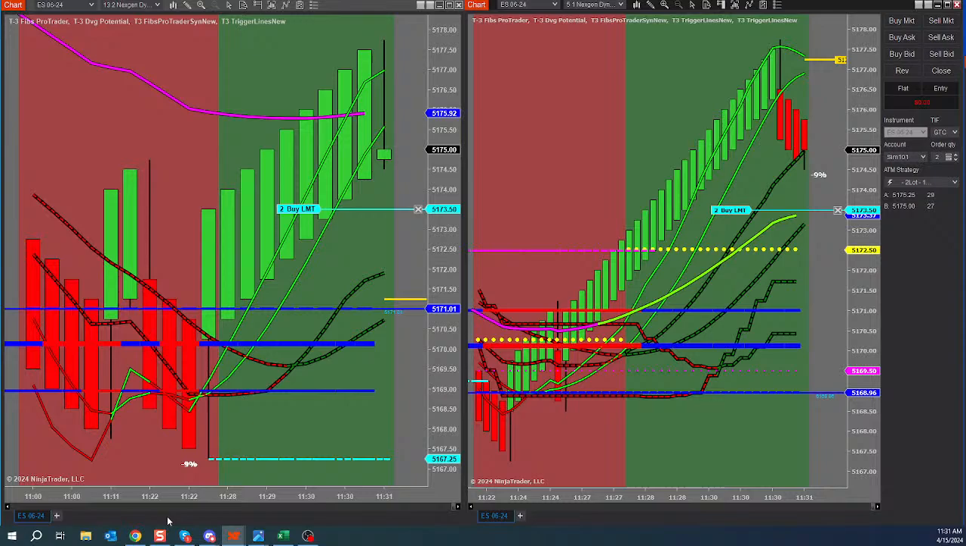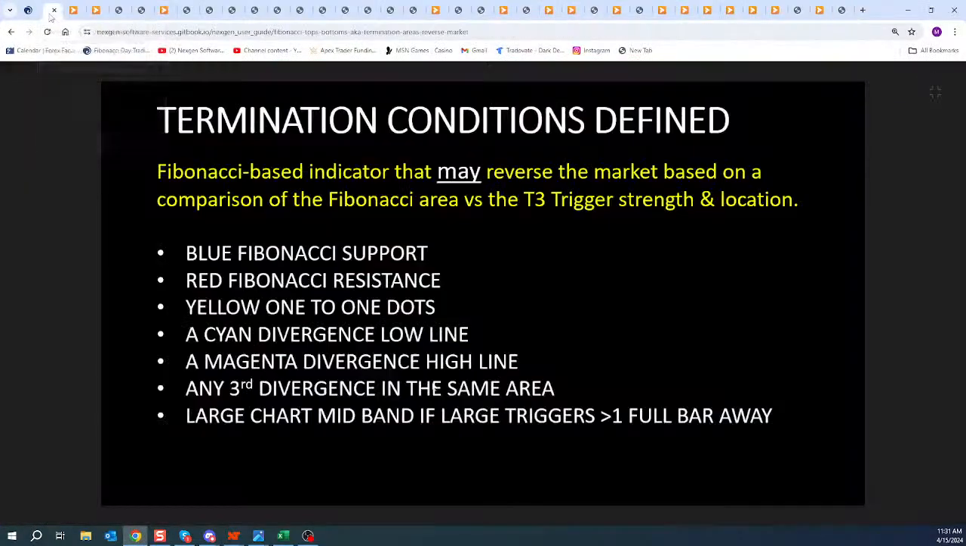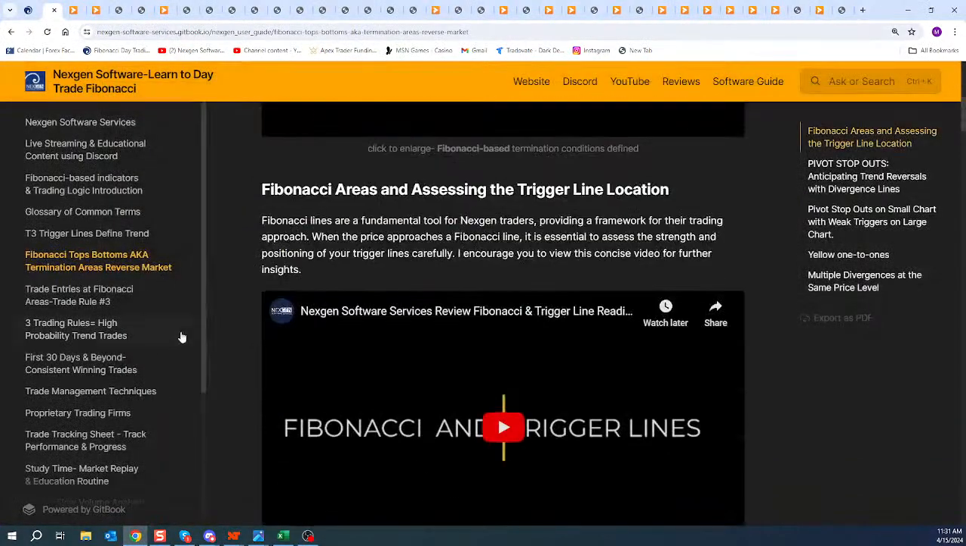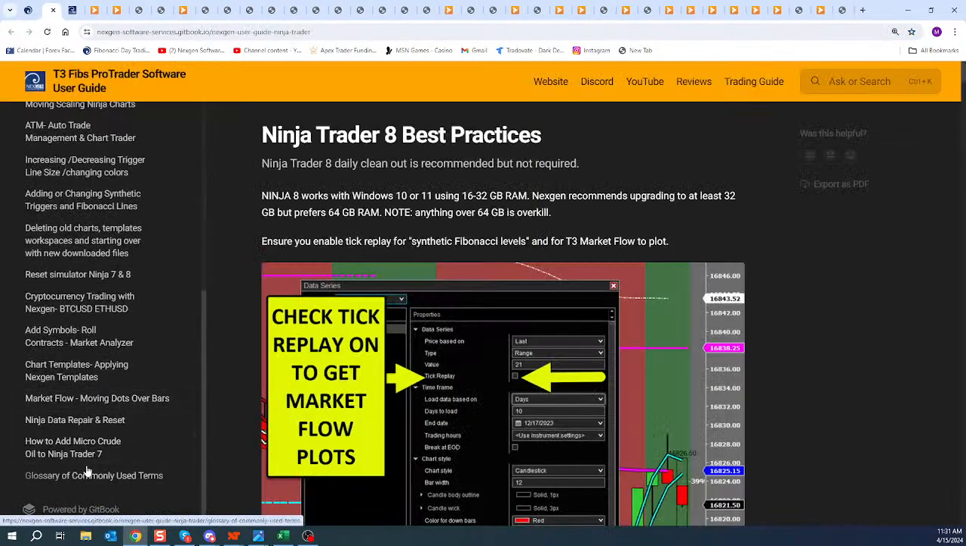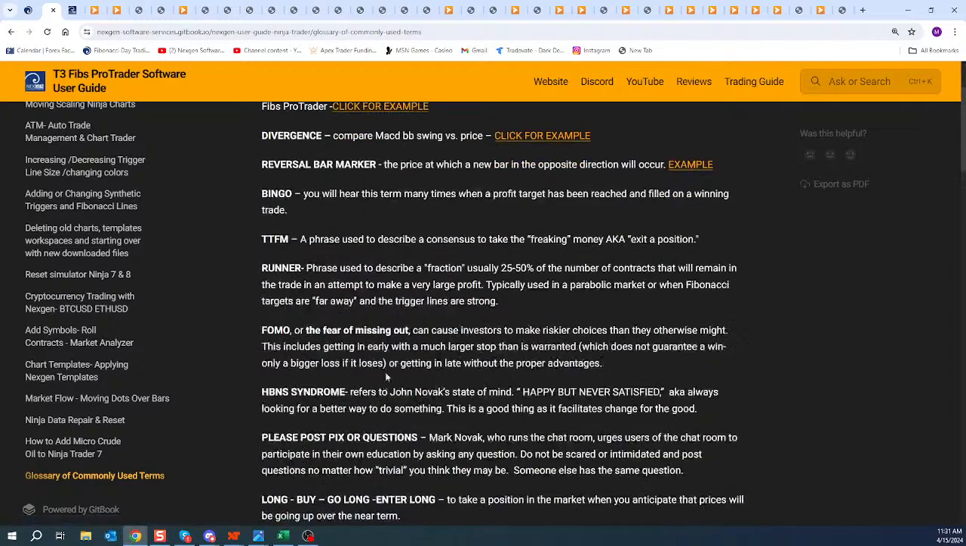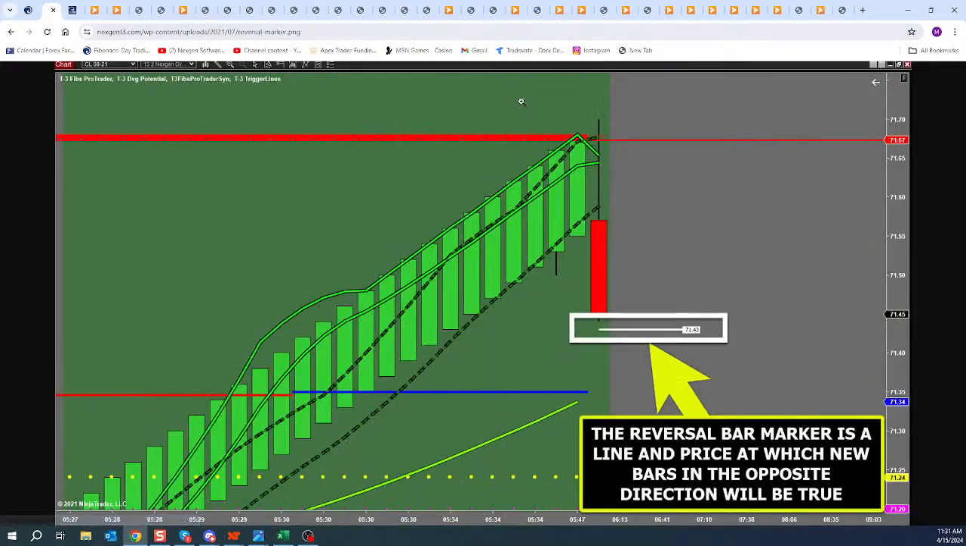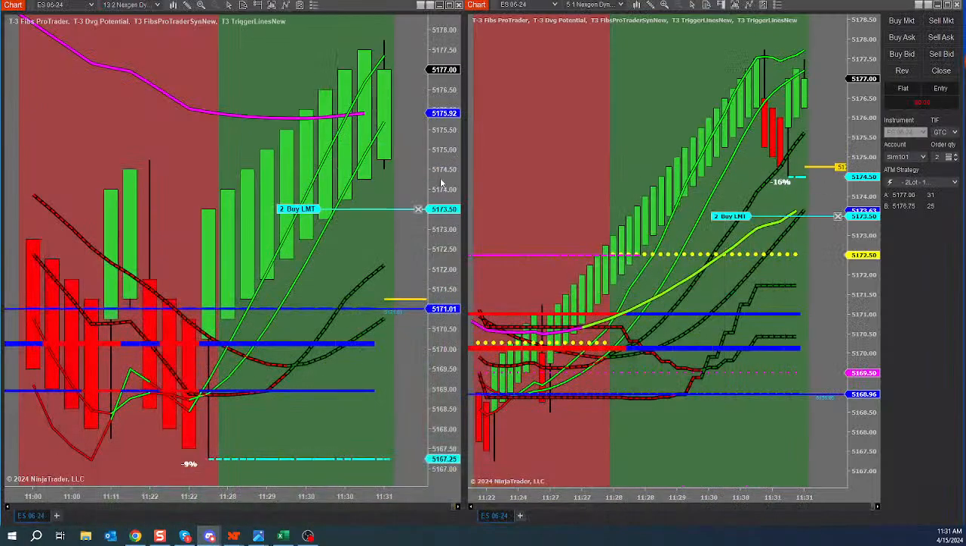Yep, that's the reversal bar marker. So, whoops. I need John to add that back on. Ta-da! It just shows you where that reversal bar forms. And that reversal bar marker helps dictate the gap theory.